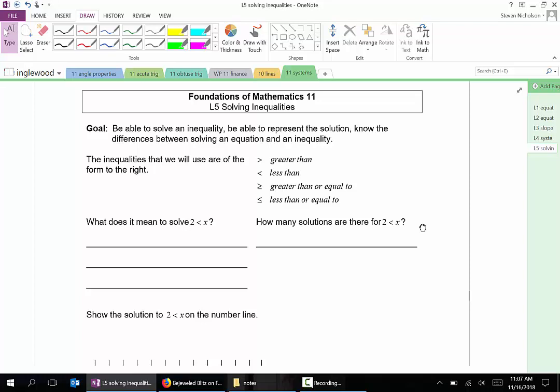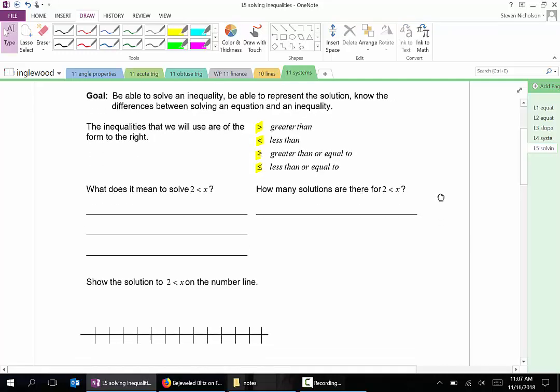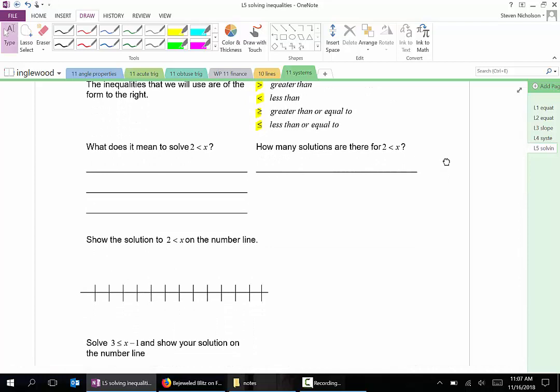These are the inequalities we're going to focus on: greater than, less than, greater than or equal to, less than or equal to. We're not going to worry about not equal to. I guess that's the only inequality. What does it mean to solve 2 is less than x, or better, x is greater than 2? When you read an inequality, always read from the letter, and our letter is always going to be x.